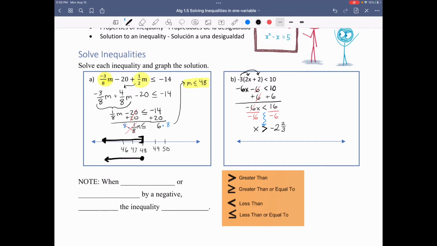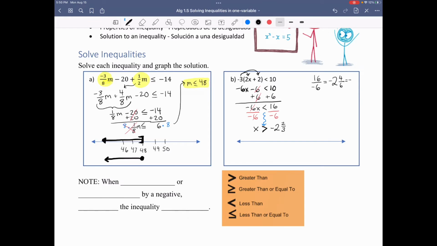So basically what I did was I took the 16 over negative 6, and I found out that 6 goes into 16 twice, because 2 times 6 is 12. To get to 16, that's 4 more.